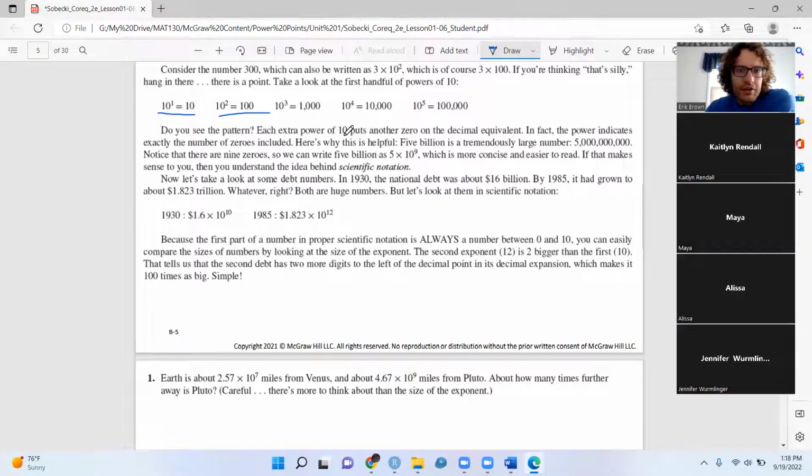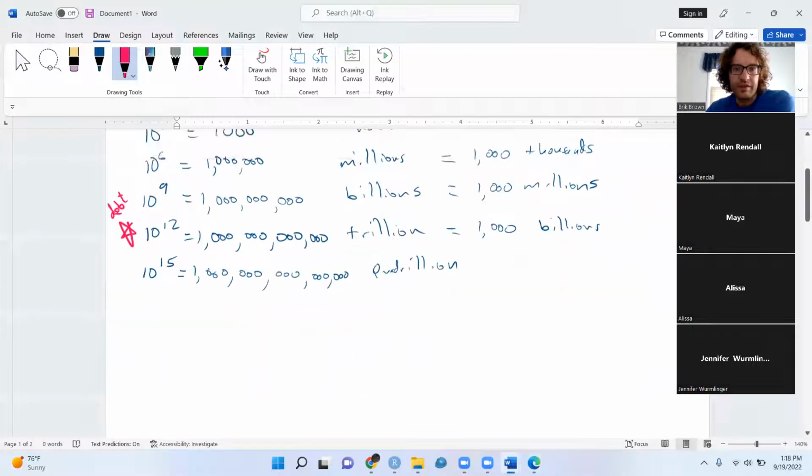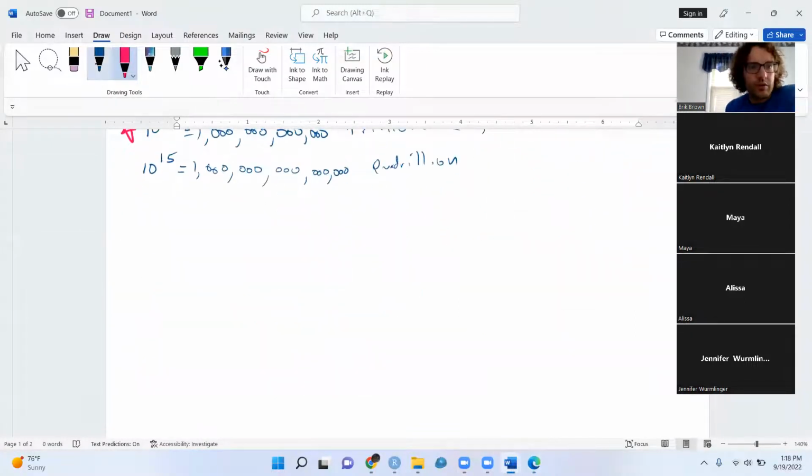So each extra power of 10 puts another 0 on the decimal equivalent. That's what these are, the decimal equivalents. 10 to the 5th, we can count 1, 2, 3, 4, 5 zeros. That's what's happening. So 5 billion here has 9 zeros. We'd write it as 5 times 10 to the 9th. That's scientific notation. And there's a little rule we use for scientific notation that you need to know. It's going to crop up in the homework and on ALEKS and on exams.